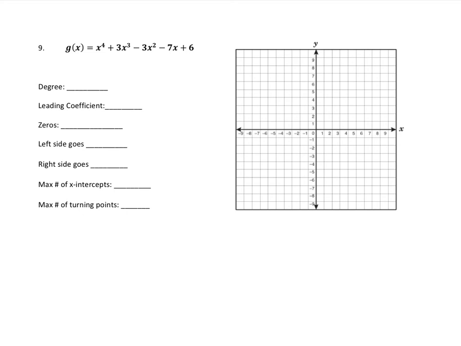And our final one, we're looking here, we've got a degree of 4, leading coefficient of 1. So it is even, and it is positive, so we're going to go up to the left, up to the right. Maximum number of intercepts is 4, turning points 3. We are going to use the possible zeros from 6, so plus or minus 1, plus or minus 2, plus or minus 3, plus or minus 6. If you test those out, you're going to find that 1 works.